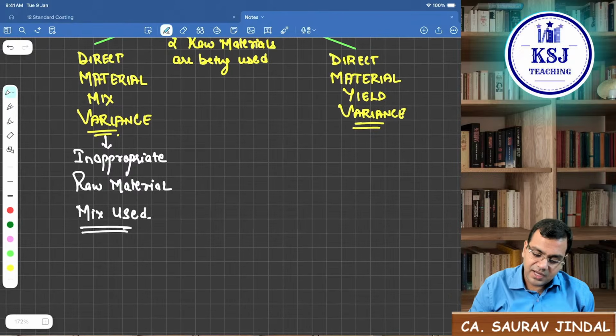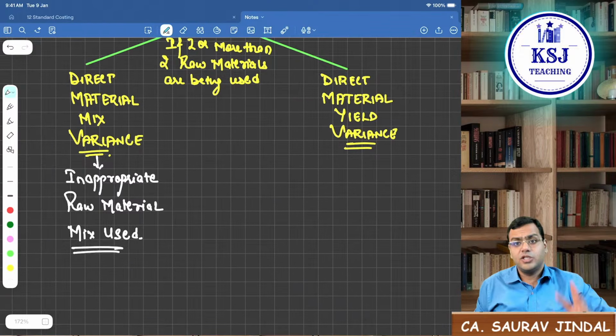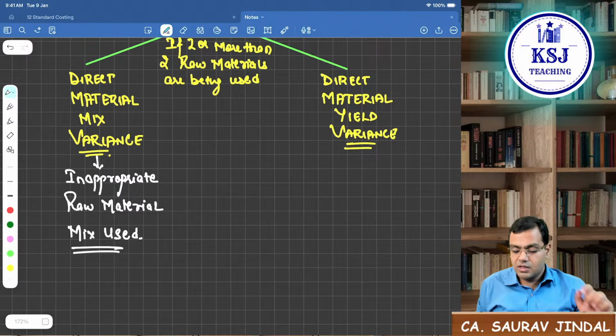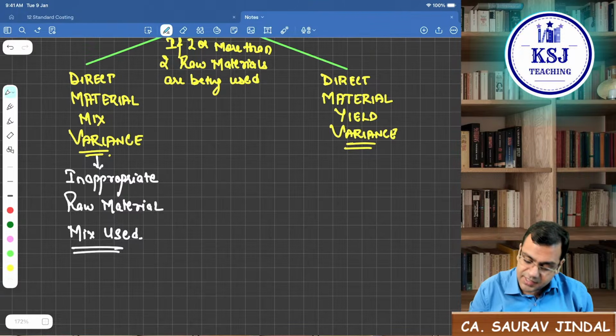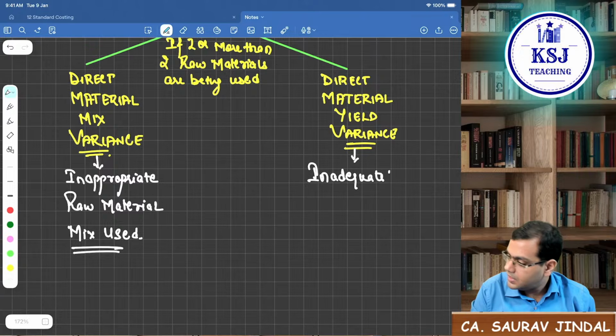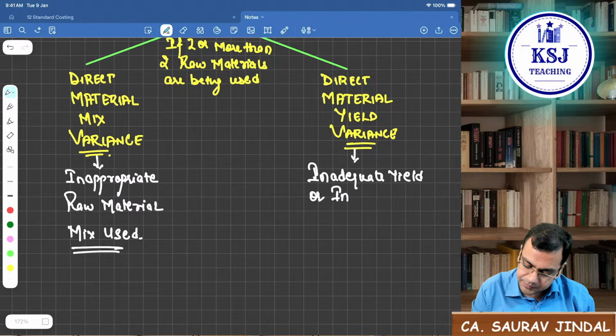The second that we have is direct material yield variance. Now, what is this direct material yield variance? Direct material yield variance says inadequate yield, or inadequate productivity.